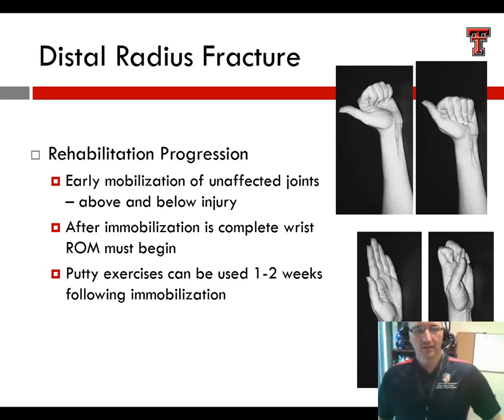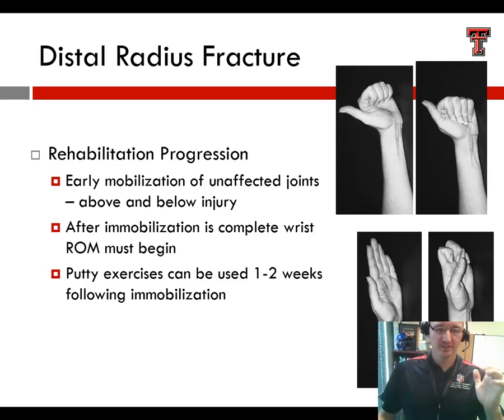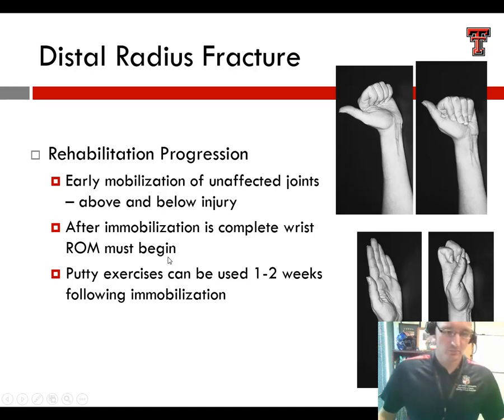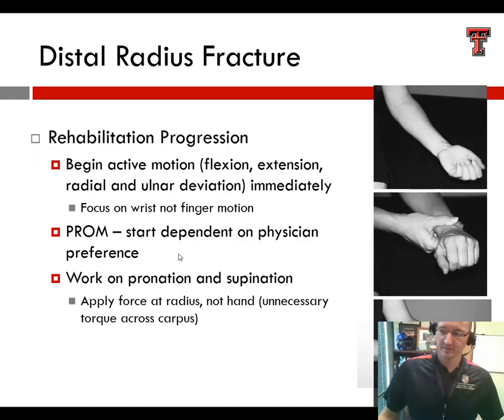Okay, so our progression here will include what we see depicted here are tendon gliding exercises, where we will do digital flexion and extension, trying to work through the entire range, just ensuring that those tendons don't adhere to any of the healing structures deep to them. Wrist range of motion exercises would begin as soon after we come out of that immobilizer as possible. And then we can also work with putty exercises for a couple of weeks following immobilization.